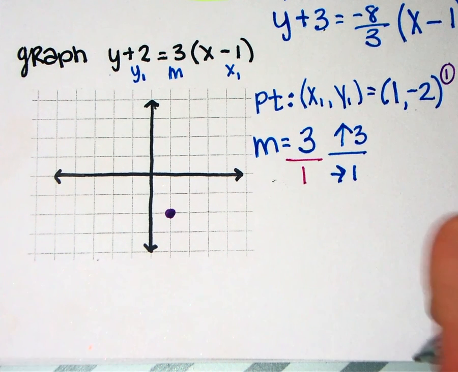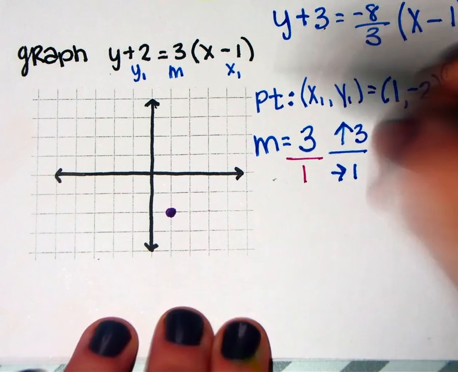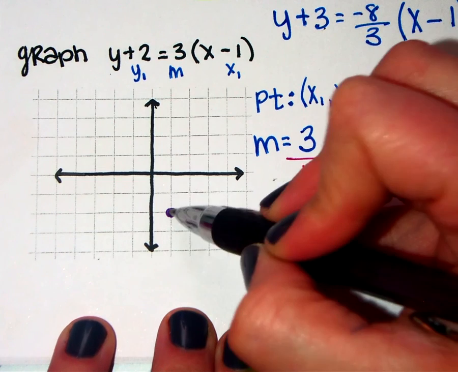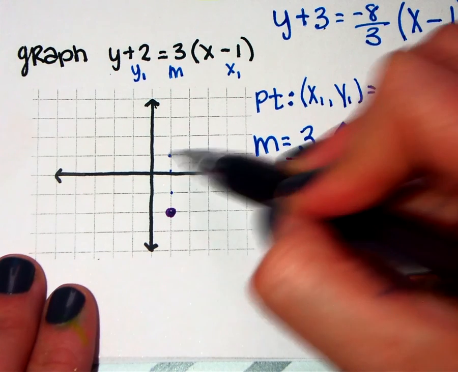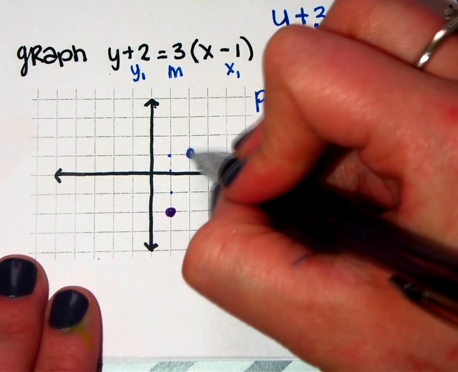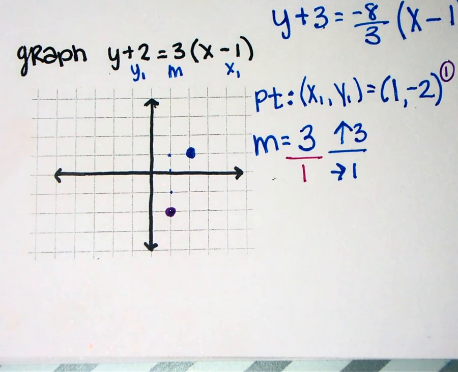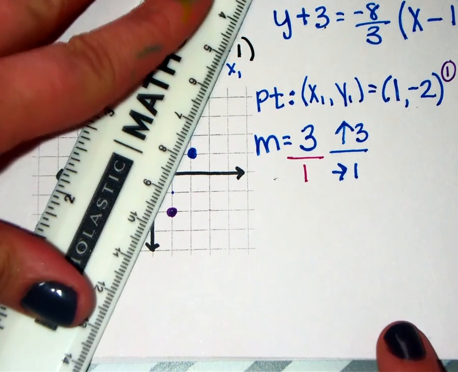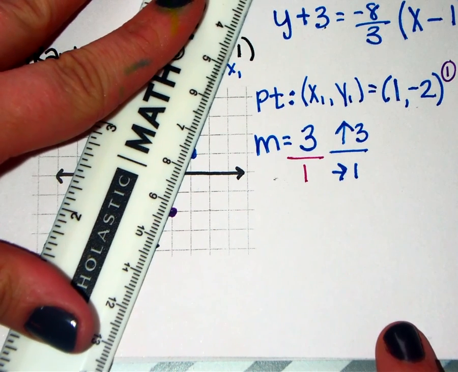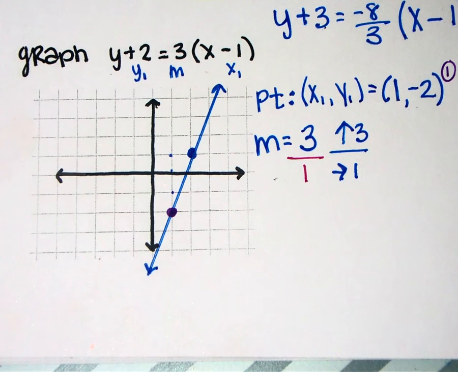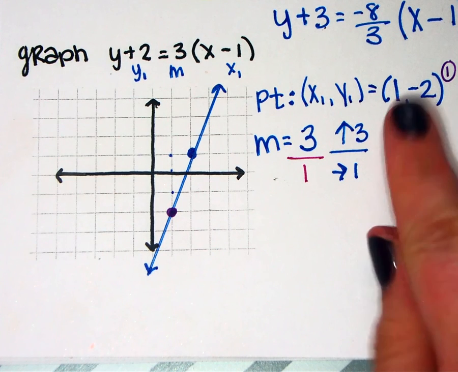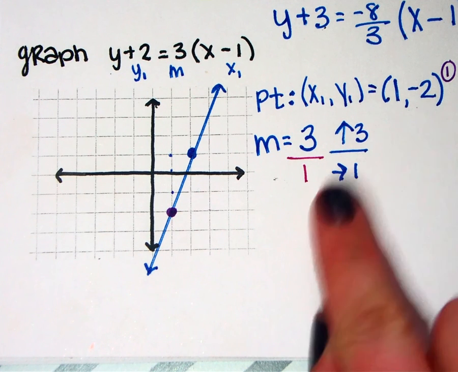So in your mind, you just want to think about slope and what it does. So from here, I'm going to go up 3, 1, 2, 3, and then right 1. So 1, 2, 3, right 1. Plot your point. It takes a minimum of 2 points to make a line. So once you plot your 2 points, you can go ahead and line them up. Use a ruler or freehand and draw the line. So just remember, point first, from the point, graph the slope.